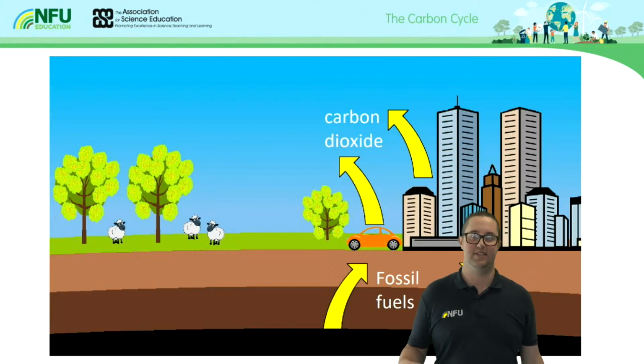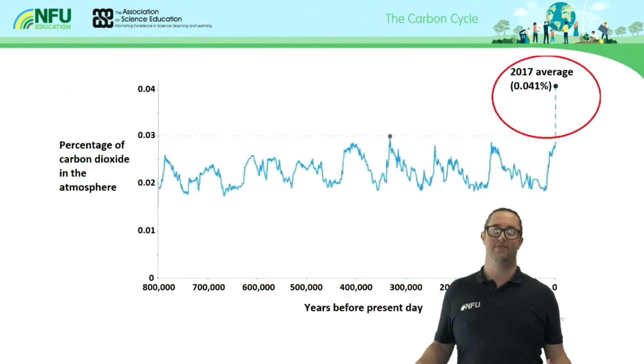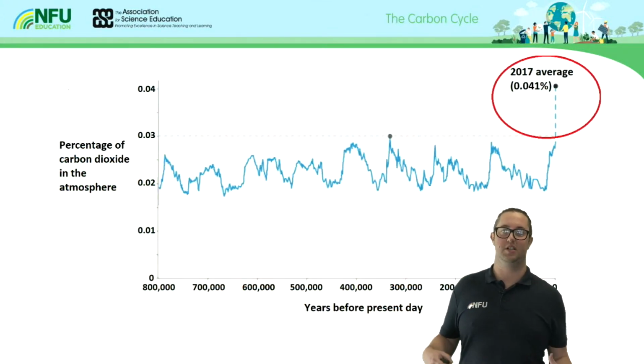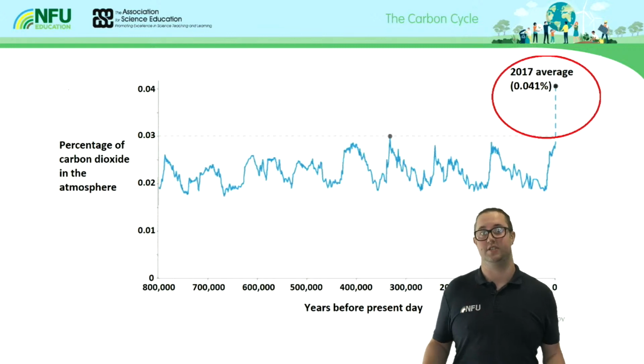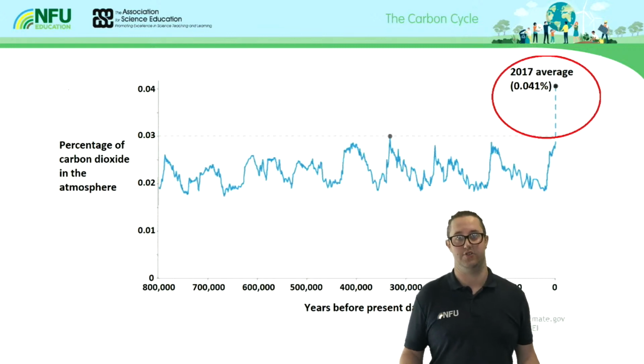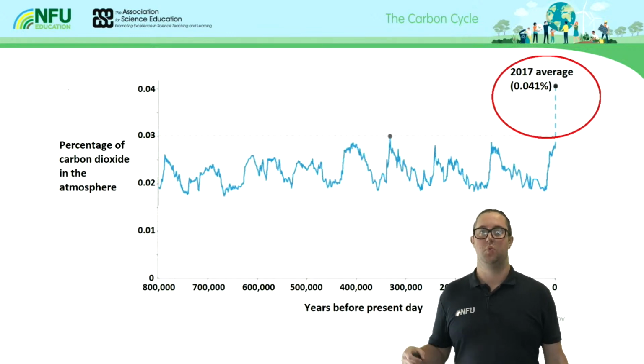Over the last 50 years or so, we've started to realize what that carbon dioxide is doing to the Earth's climate. You can see from the graph that carbon dioxide has risen to much higher levels over the last 200 years than during any other time in the last 800,000 years. So what effect is this extra carbon dioxide having?